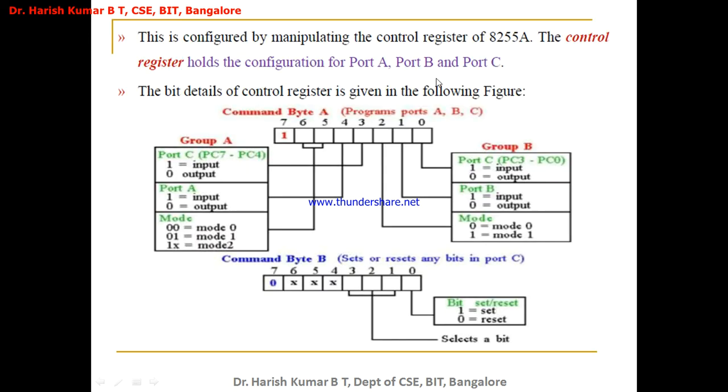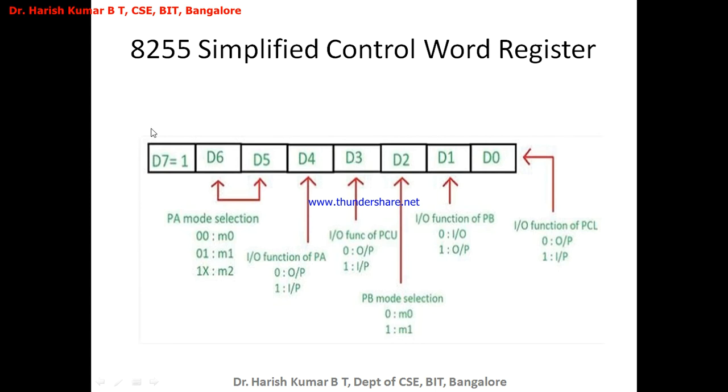Now, this is again the control word register format. Let me explain this one. Now the 8255 simplified control word register is an 8-bit register. If I want to operate the 8255 in the input output mode, D7 is always made as 1. If I want to operate the 8255 in the bit set reset mode, I have to make this as 0.